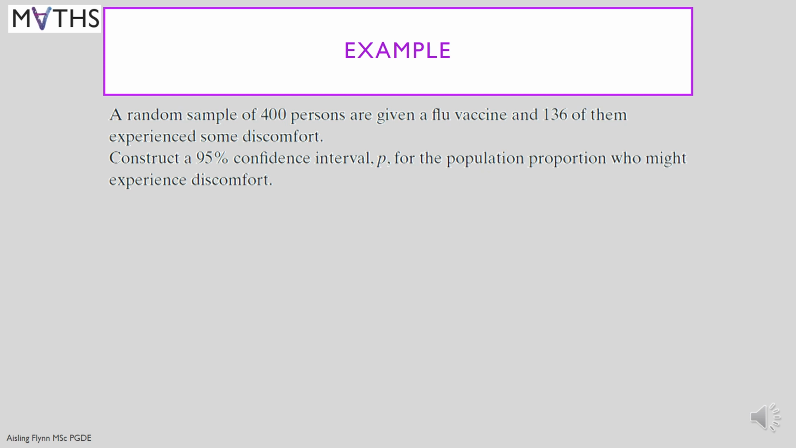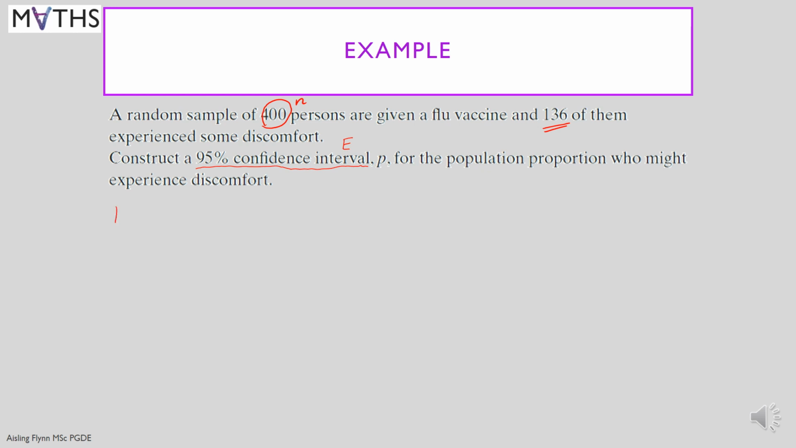So the drugs company has done this study and they want to make a conclusion from it about the full population. Let's take the information in the question. A random sample of 400 persons, well, that's n. Given a flu vaccine and 136 of them, we'll have to use that, experience some discomfort. Construct a 95% confidence interval. If you ever see that phrase, you need to start thinking about margin of error, for the population proportion who might experience discomfort.